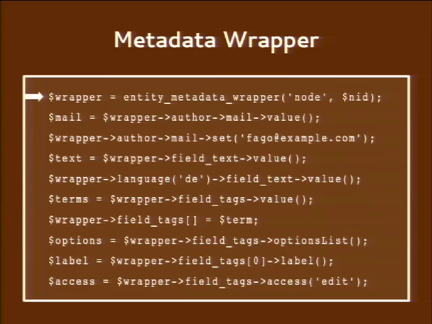For example, if you have a wrapped node, as in this example, you can easily access the node author's mail address just like by accessing the entity properties directly. By accessing the entity property, we receive another wrapper which wraps the entity property, so we can chain through. The wrapper of the node author, the user account, is a wrapper as well, so you can just use it the same way and get the mail wrapper. And from the mail wrapper, finally, you just call value to get the wrapped value, which is the mail address.